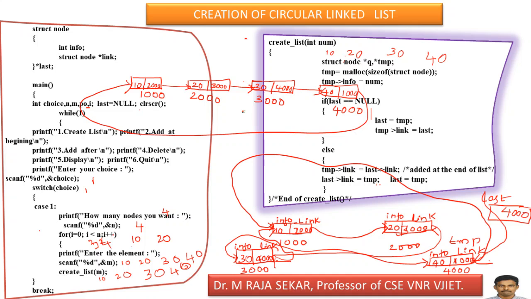What is the difference between a single linked list and a circular linked list? In the case of a single linked list, there is a pointer variable start which holds the address of the starting node. Whereas in the circular linked list, in the last node link field, we are keeping the first node address. This is the circular linked list.